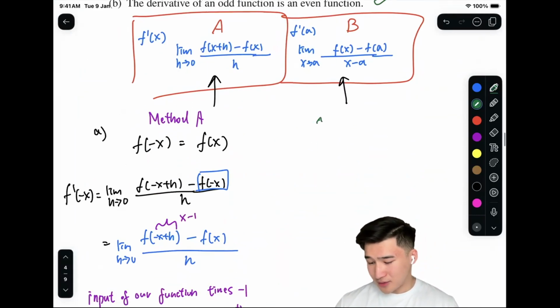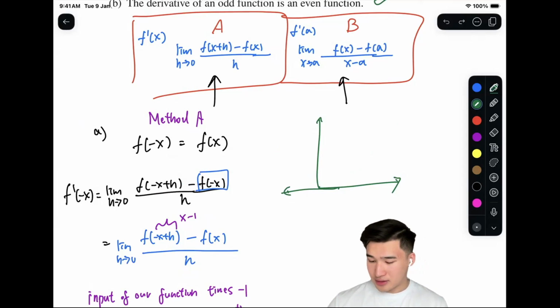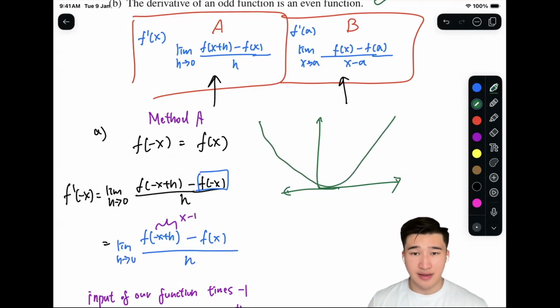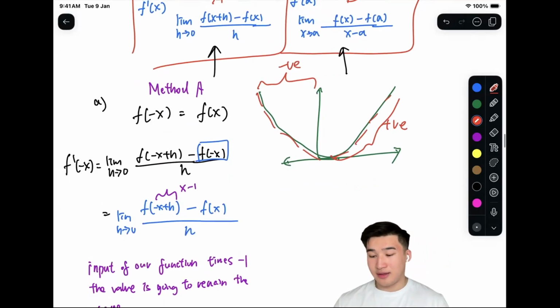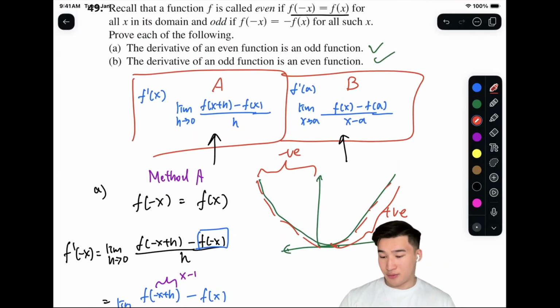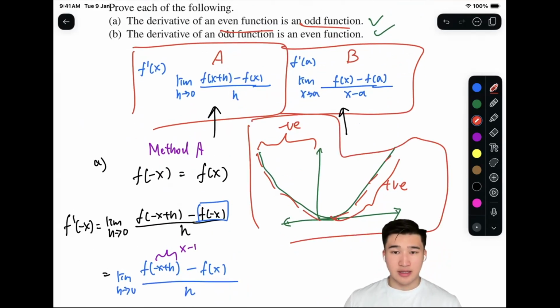Think about this: you have a curve here, and let's say I'm going to get the negative side too. An even function is always going to look like this. And if you look at the slope here, this side is a negative slope, and this side is going to be a positive slope. So that's why it makes sense that the derivative of an even function is an odd function. The way we mathematically prove it is the one that I just showed you, but graph-wise, it kind of makes sense.